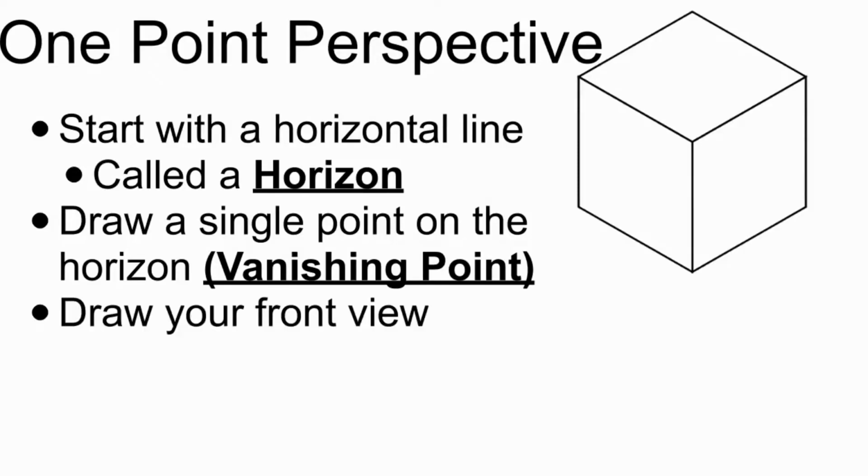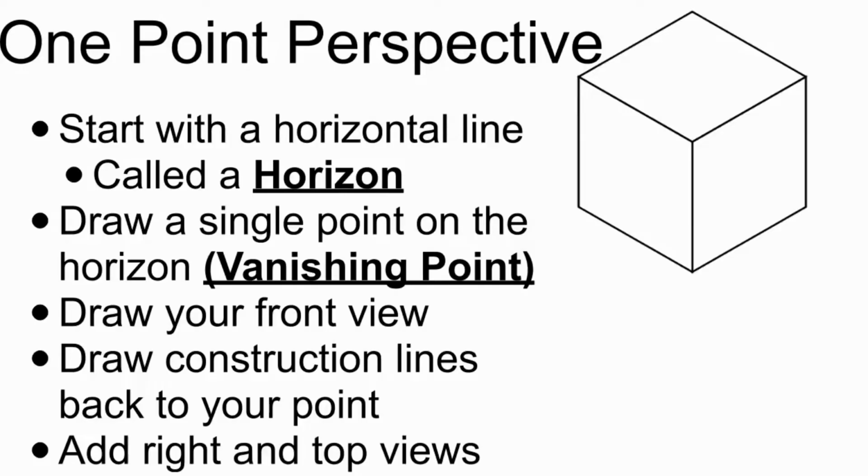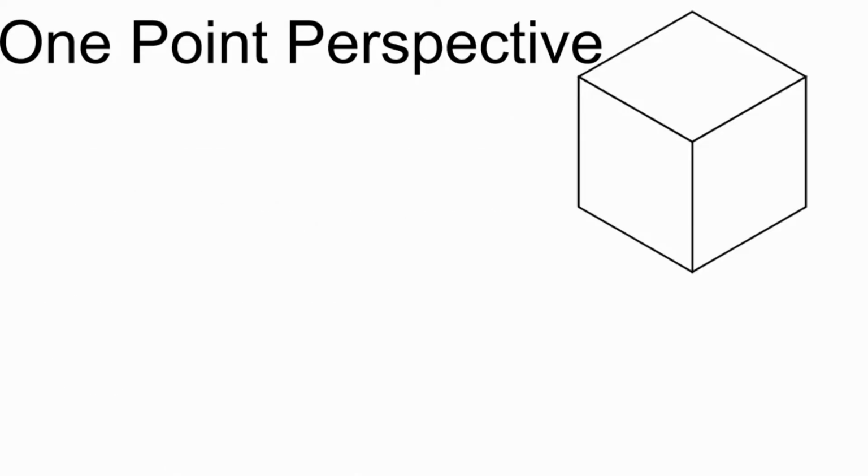Once you have that accomplished, you're going to draw your front view. So if I'm drawing this cube, which I'll do in just a minute, I want to draw the front view, which is just a square here. We'll add on our right and top views in just a moment. Once you have that drawn, you want to draw construction lines back to your point, and we'll make that a little more clear in a moment. And then finally, add your right and top views.